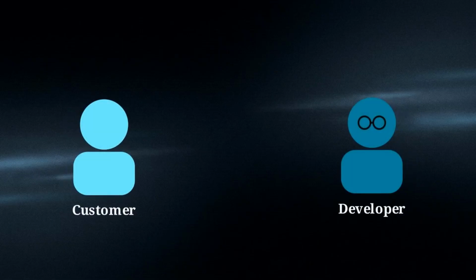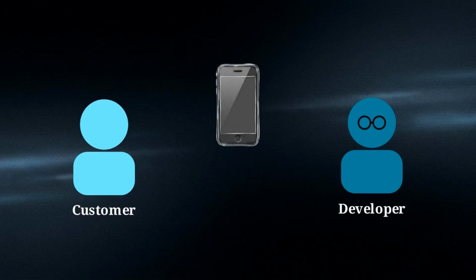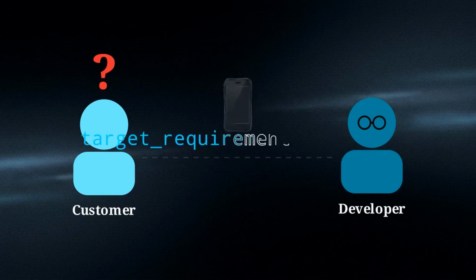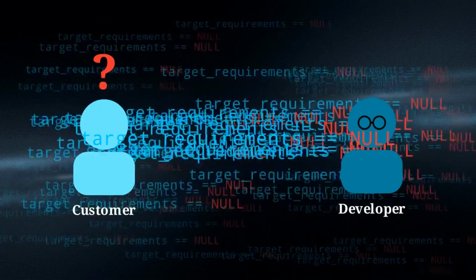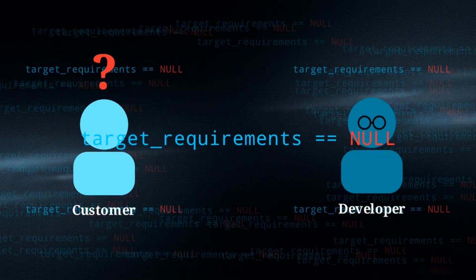Imagine a customer comes to you, a software developer, and says, "I need a mobile app." You ask what exact features they need, and they reply, "I don't know. I'll know it when I see it." It sounds strange, but in the software industry, this happens all the time.